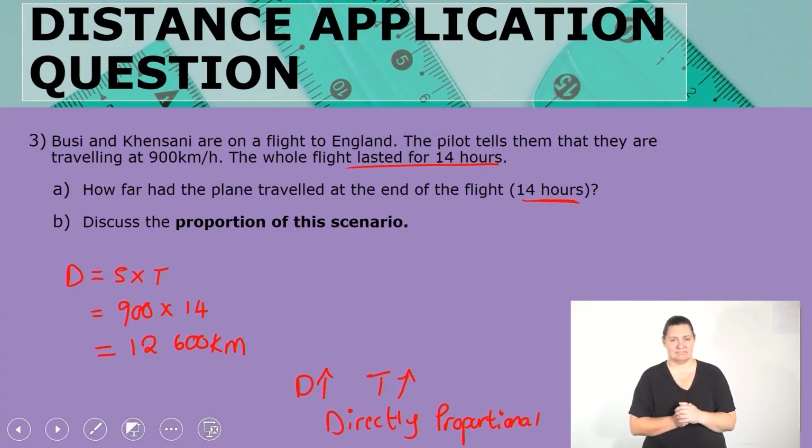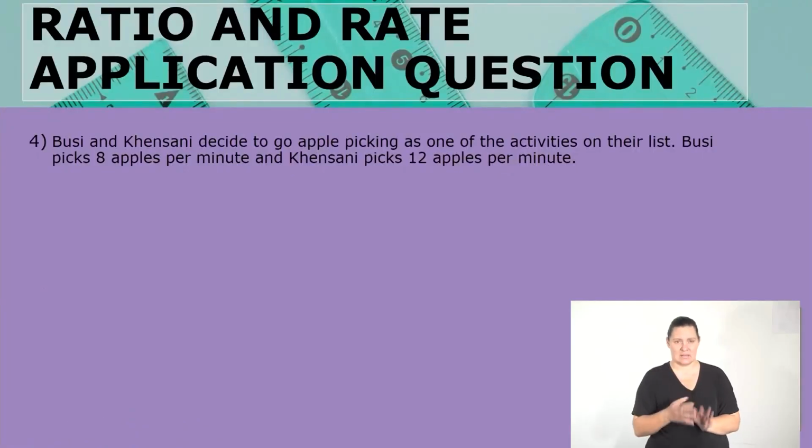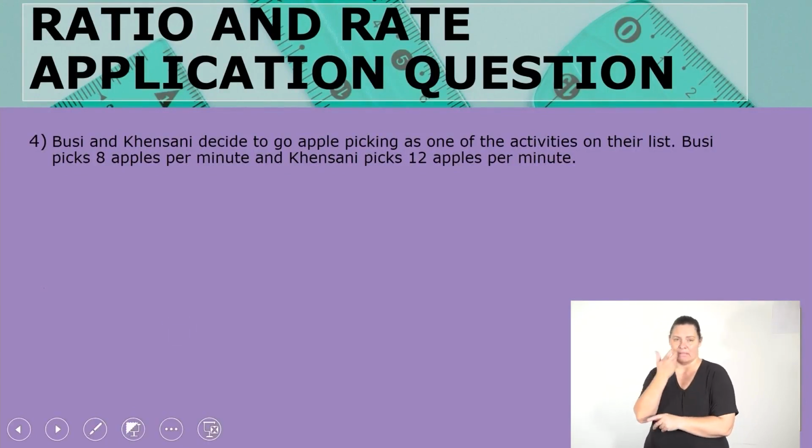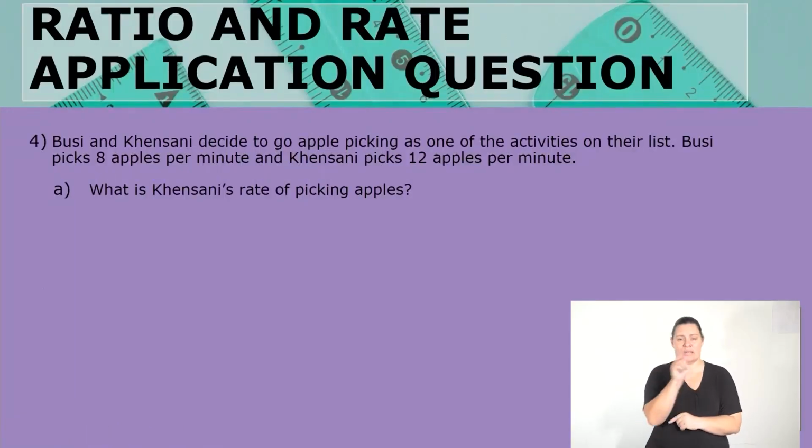Okay, let's go on to the next question. Now, Busi and Kensani decide to go apple picking as one of the activities on their list. Busi picks 8 apples per minute and Kensani picks 12 apples per minute. We are now going to compare the same quantity. Do you remember when we were comparing the same quantity, what that is?